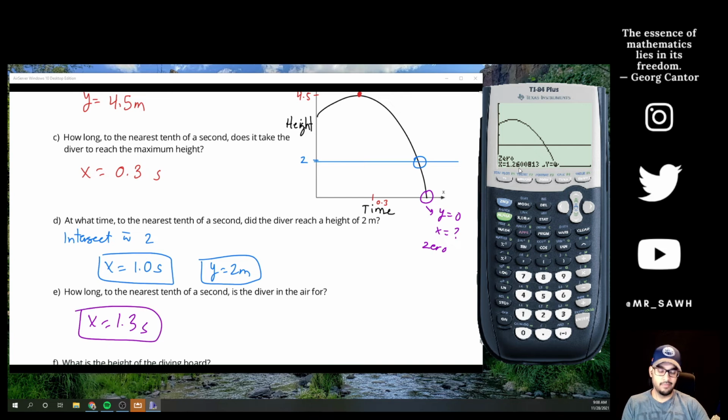So this total dive takes 1.3 seconds, which makes sense because the point we found in blue was 1 second, so another 0.3 seconds for them to dive into the water.